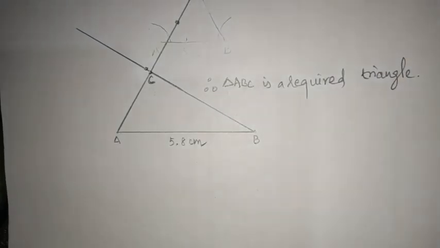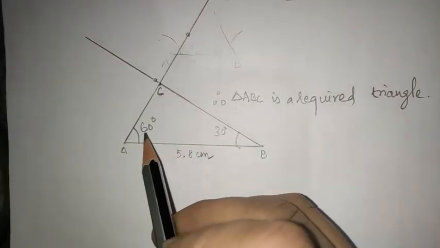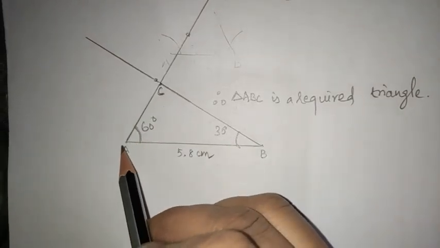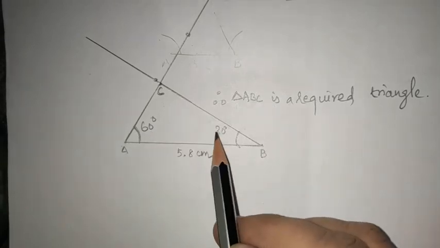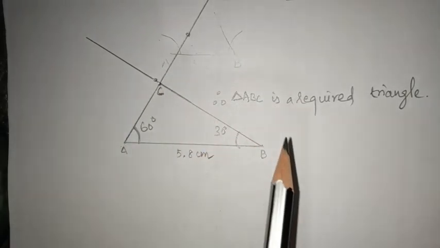Alright student, I hope you have understood this. Okay student, one point I forgot to mention, angle A will be 60 degree and angle B will be 30 degree. This will make a complete triangle ABC.